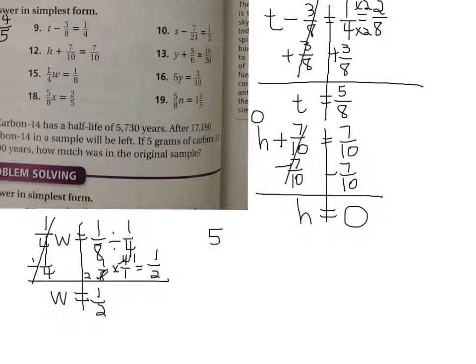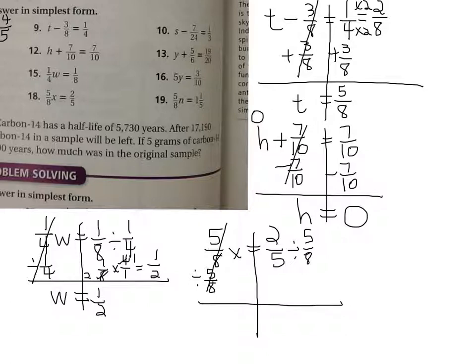Let's do the next one. 5/8 x equals 2/5. How do I undo? Divide by 5/8. Notice, yet again, I wrote it to the side. The reason I did this is so I give myself room to rewrite it as a multiply by the reciprocal of. I'm left with x equals, rewrite it, times reciprocal of 5/8. Can I cross simplify?